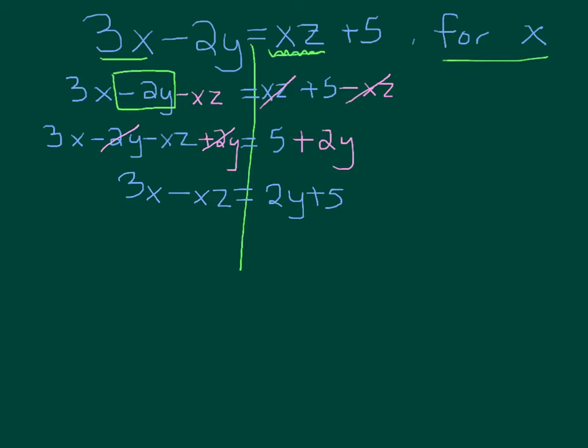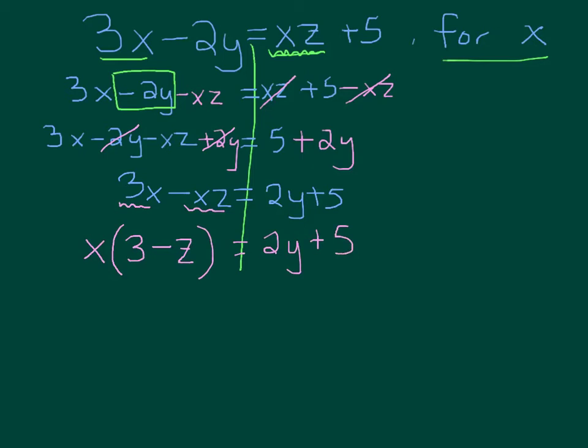And here's what you can do. If both of these terms have x, I can factor out an x, which is kind of the opposite of the distributive property. I'm dividing an x out in front. So since both terms have an x, you can write an x out in front and then divide both terms by that x, which would leave you with 3 minus z. We're undoing the distributive property. And this equals 2y plus 5.